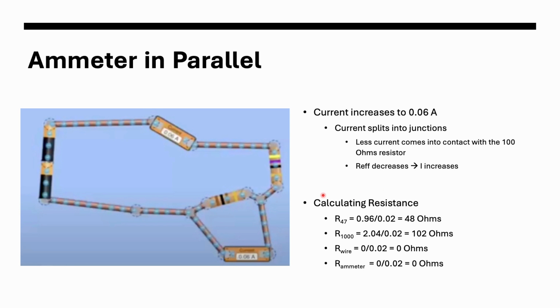Now, to calculate resistance, I use these formulas here. I have R47, R1000, R wire, and R ammeter. To calculate these, I use the resistance formula.